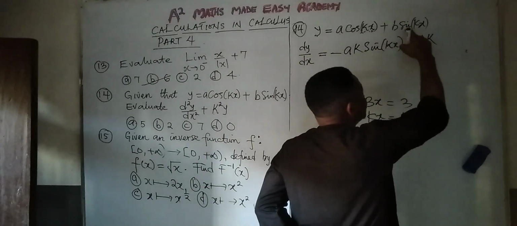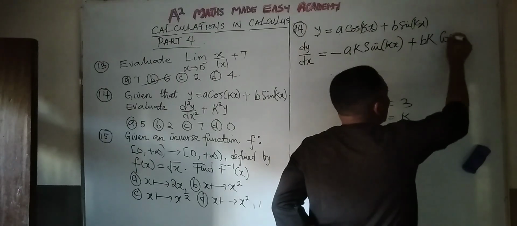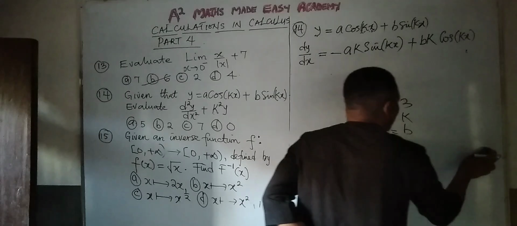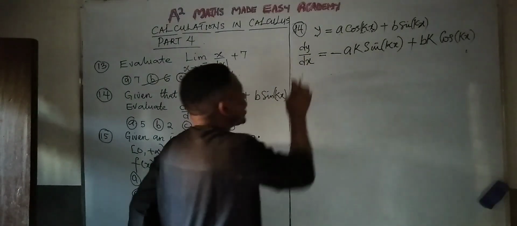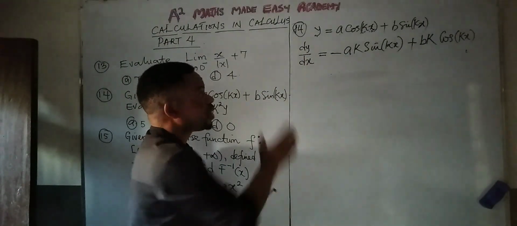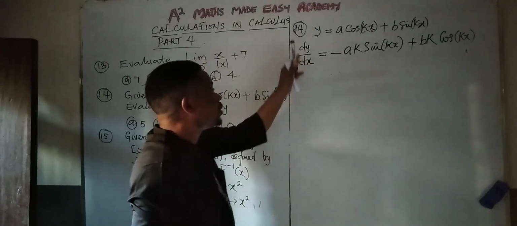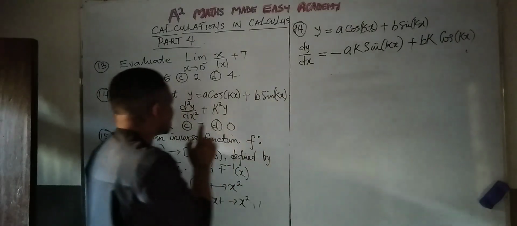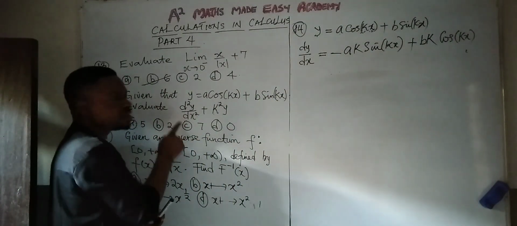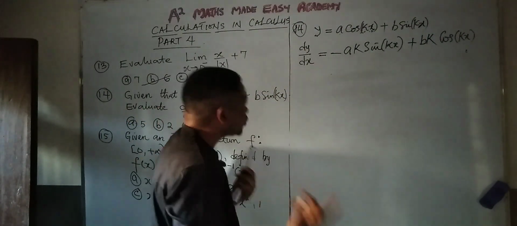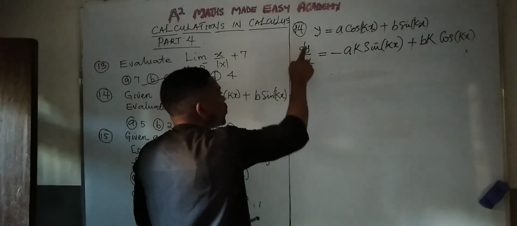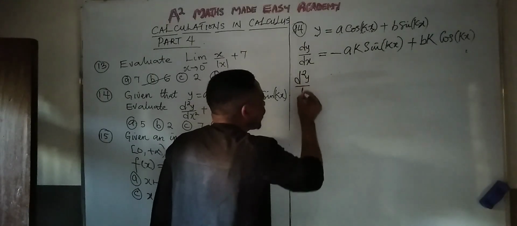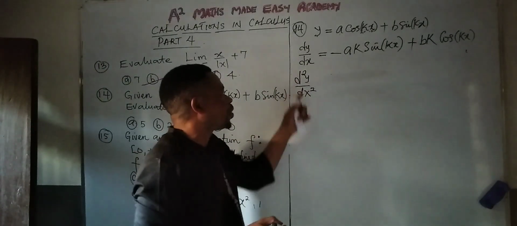The next thing to differentiate is sine. Sine will give you cos. Then repeat the function, kx. Now this one is called first order derivative. I only succeeded by differentiating once. But it is not the last option. The last option says differentiate twice. Then can we move again to the second one? Anytime we are differentiating dy/dx, it will give you d²y/dx², and this is what we call second order.